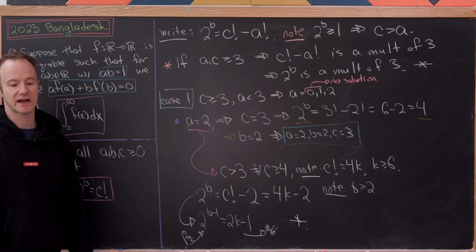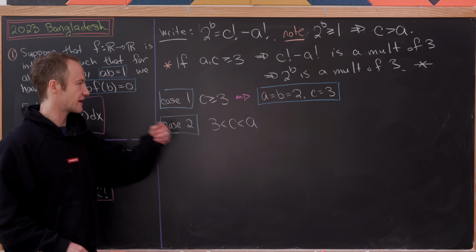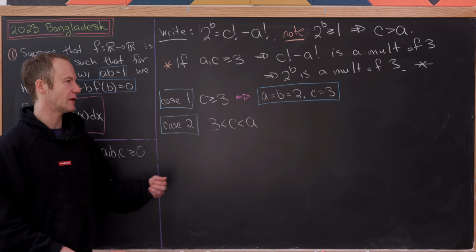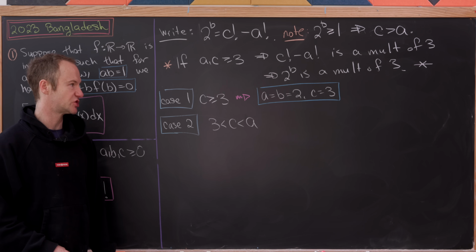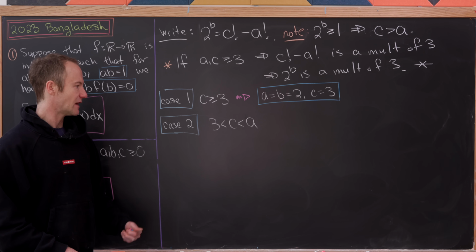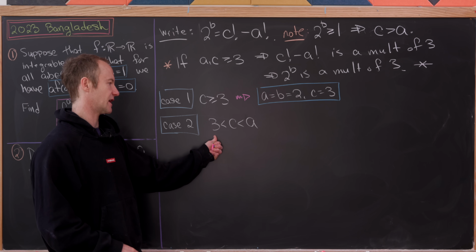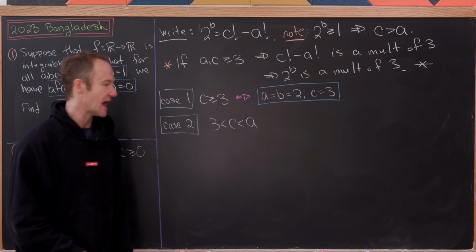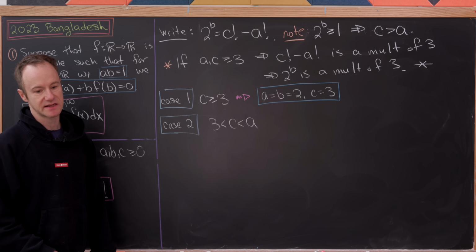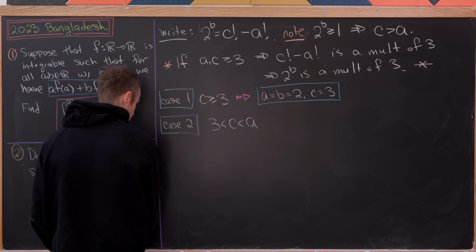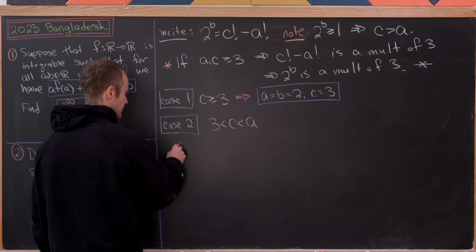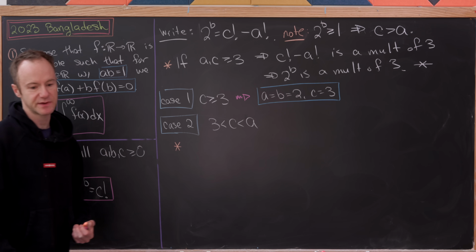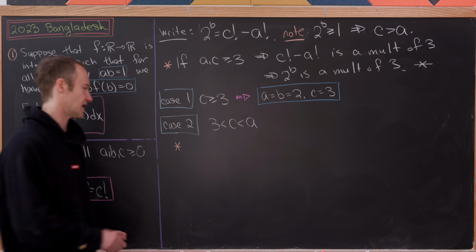Okay, now let's look at our next case. So we just looked at our case when C was bigger than or equal to 3, and we got this solution where A and B were 2 and C was 3. Now let's look at the case when C is less than 3. And recall that A always has to be less than C. And then, well, since C being less than 3 only gives us a couple of possibilities, we can check this just one at a time.